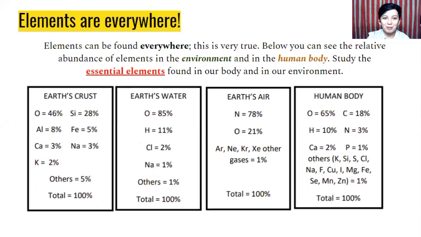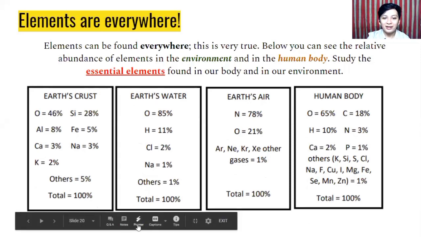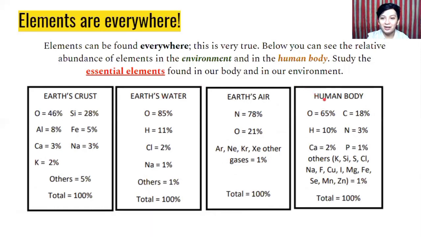So these are the examples. We have Earth's crust, Earth's water, Earth's air, and the human body. As you can see, in Earth's crust, Earth's water, and the human body, we are largely made up of oxygen. And in the Earth's crust, it is followed by silicon, and then aluminum, iron, calcium, sodium, and potassium. Others are 5% in a total of 100%.